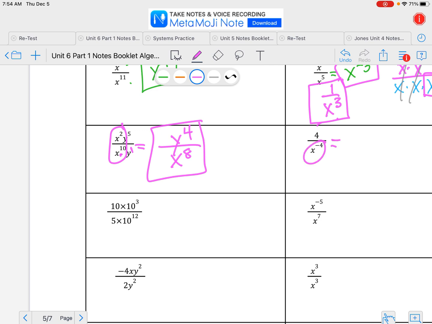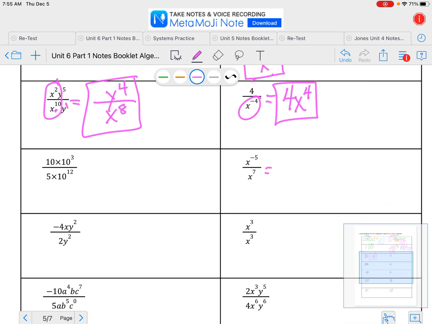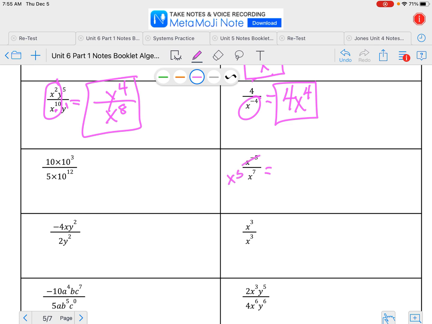This one, I don't want to leave a negative, so I move it to the numerator, and it makes it positive. So wherever the negative is, to make it positive, you move it. If it's in the numerator and you want to make it positive, move it to the denominator. If it's in the denominator and you want to make it positive, move it to the numerator. So here, when everything in the numerator cancels, you have to put a 1 as a placeholder.